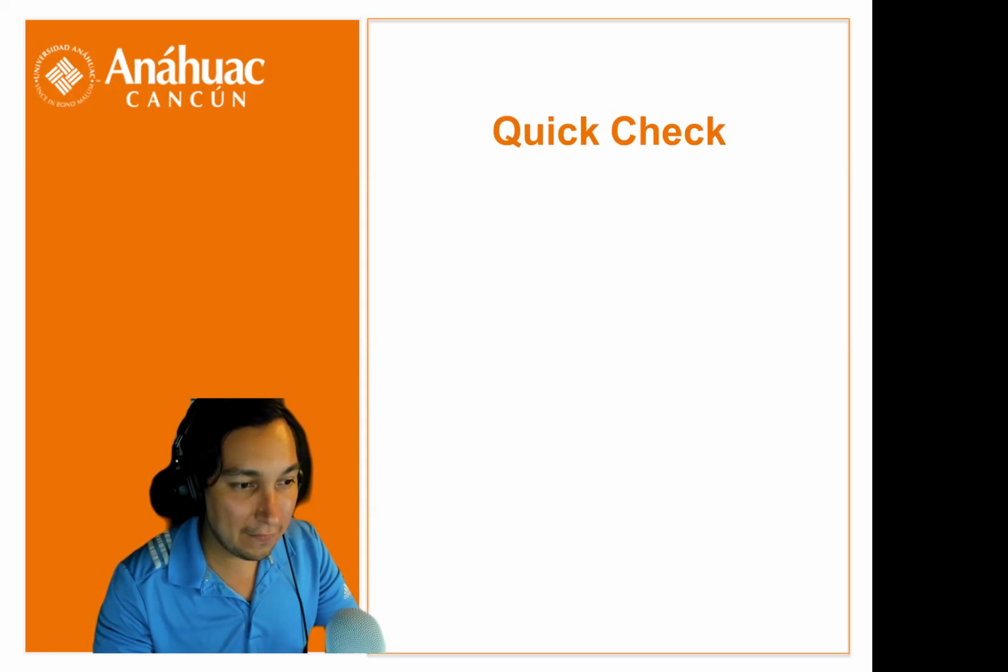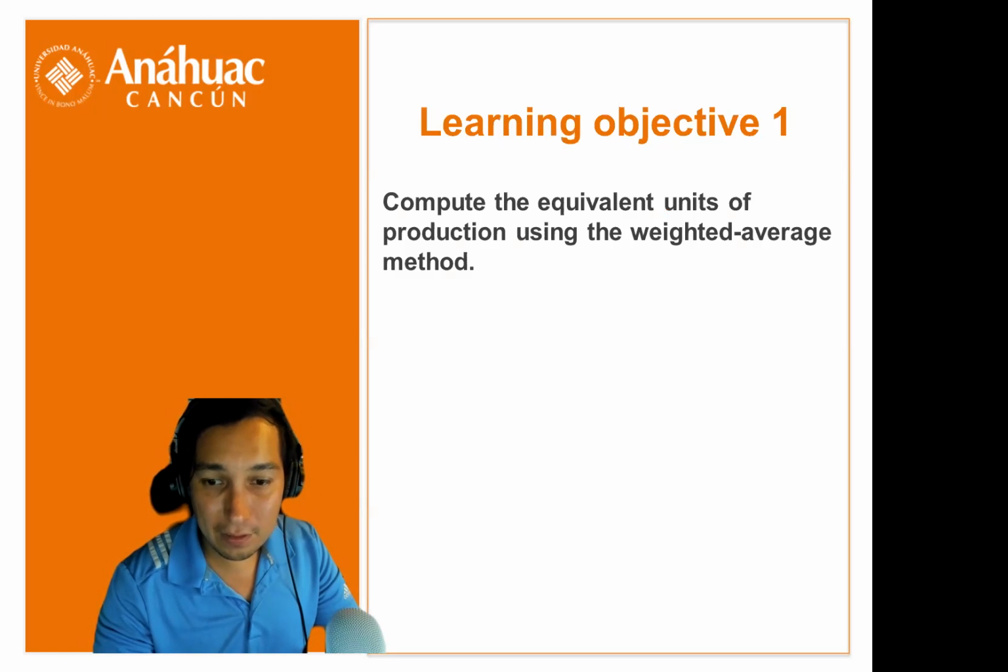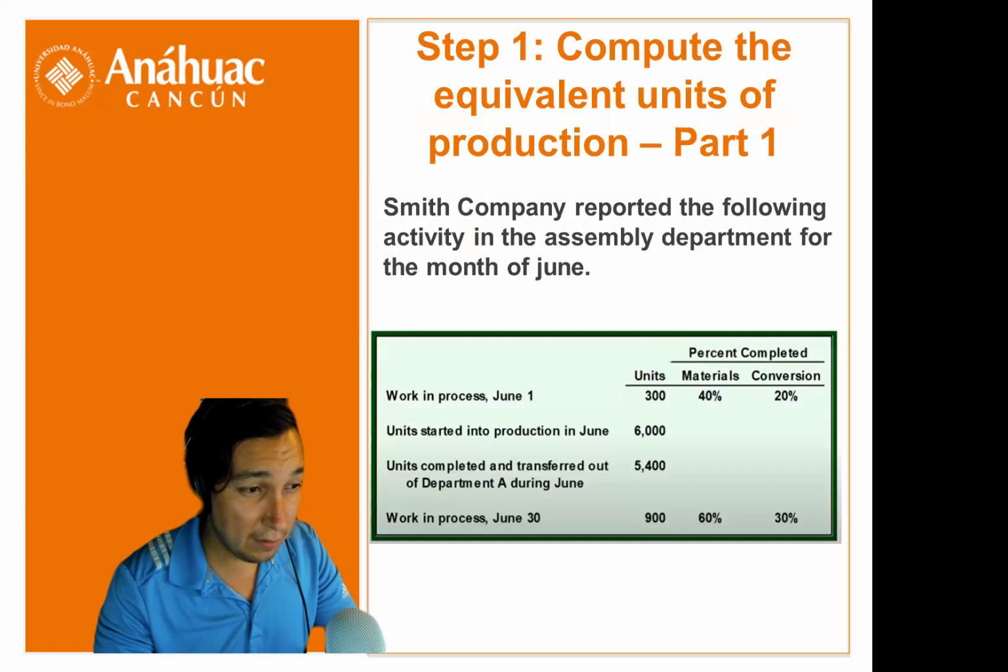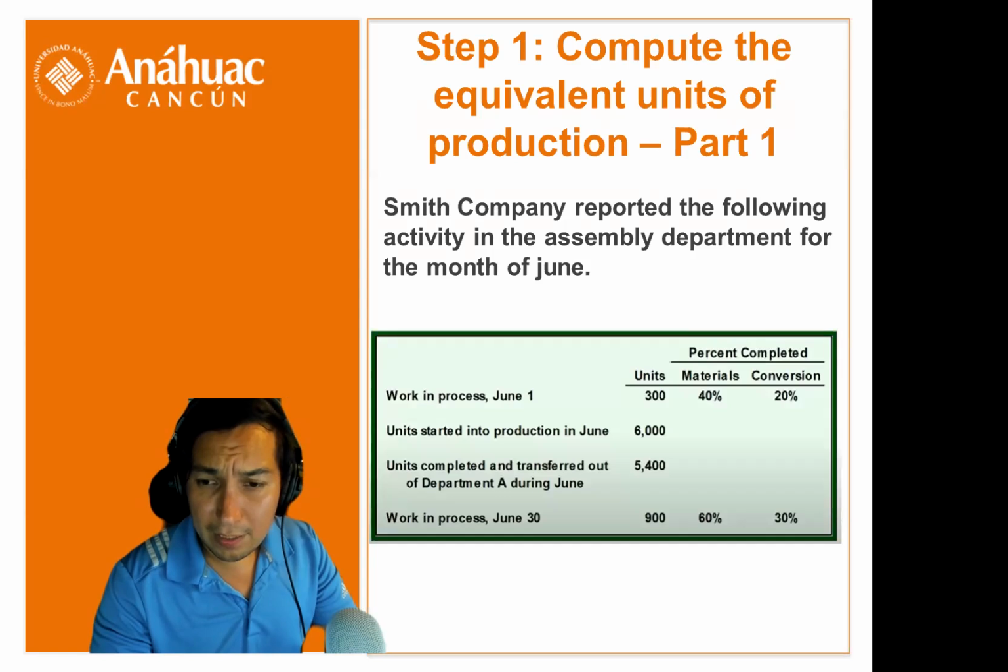So the next learning objective is we want to walk through the steps in the process costing system. I'm going to lay it out for you in 4 steps, and I'll make sure you've got all 4 of those steps by the time we're done, if we have enough time, because this process is a little bit long. So step 1 is we're going to compute the equivalent units of production. We're going to keep building on that.